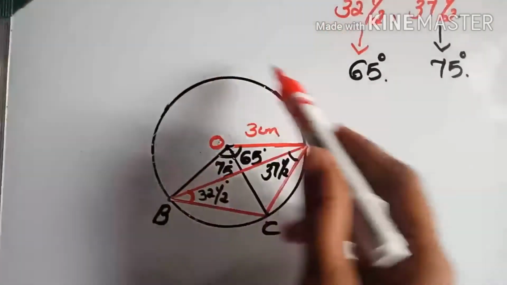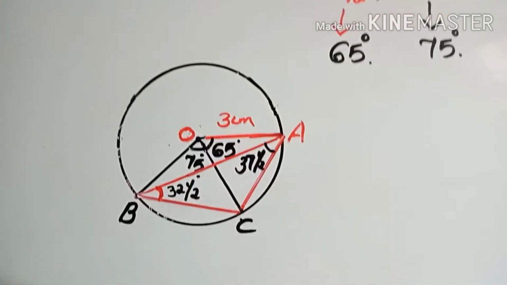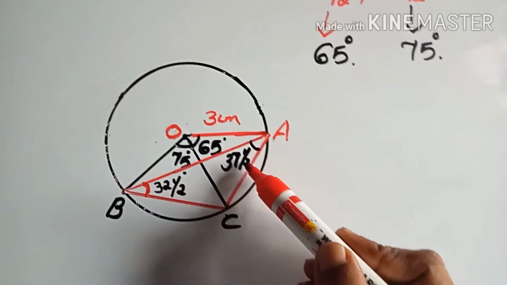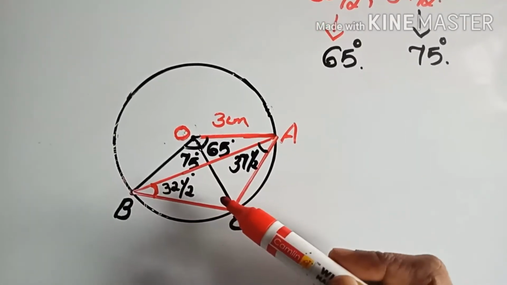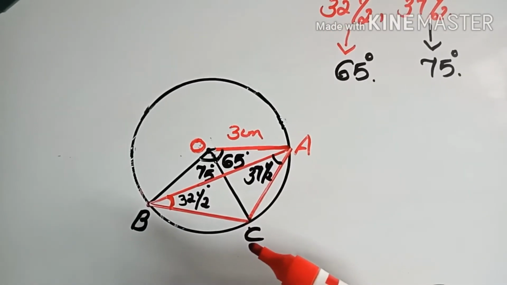The circumcircle of this triangle ABC is a 3 centimeter circle with angles 32.5 degrees and 37.5 degrees. The remaining third angle is not given. It can be any. So this is the answer, ABC. Draw this figure in your notebook.